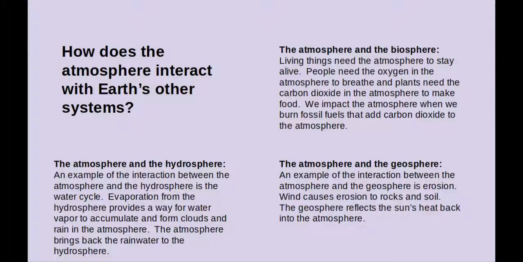The atmosphere and the geosphere. An example of the interaction between the atmosphere and the geosphere is erosion. Wind causes erosion to rocks and soil. The geosphere reflects the sun's heat back into the atmosphere.